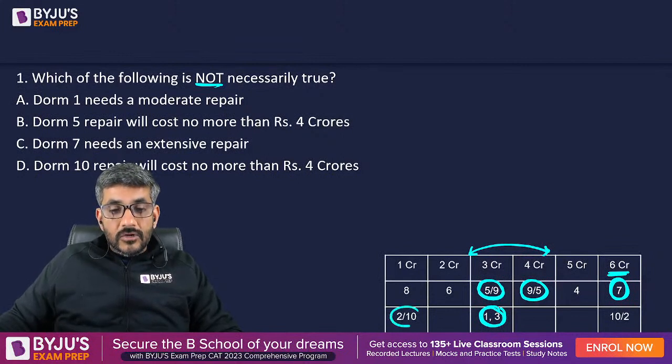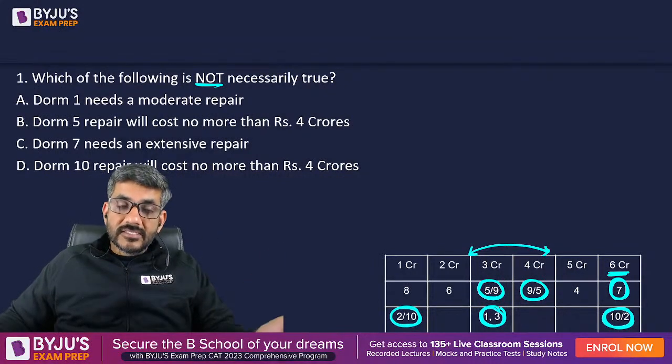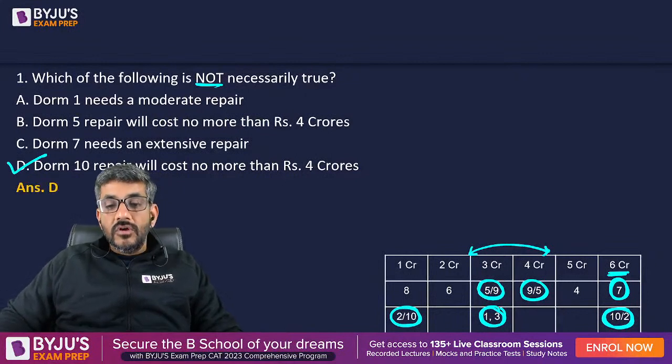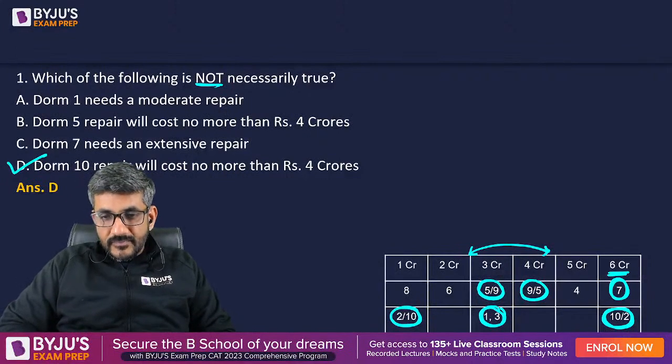Because for DOM 10 the cost can be 1 CR, it can be 6 CR, so therefore it can be more than 4, it can be less than 4. This is the one which is not necessarily true. For the first question, our answer is option D.